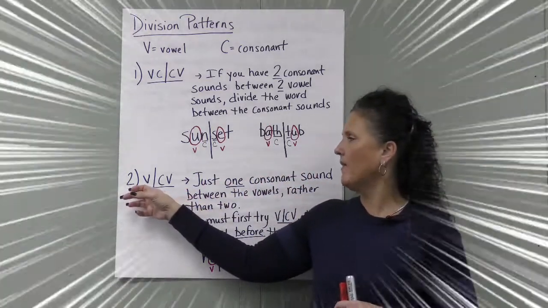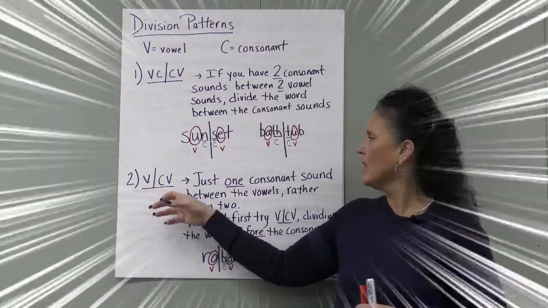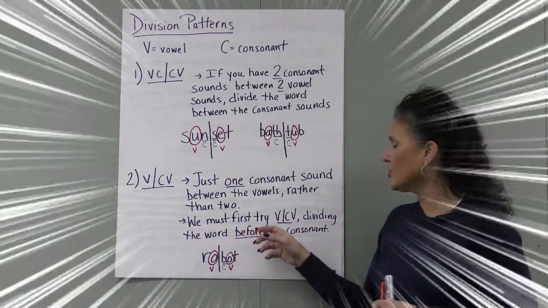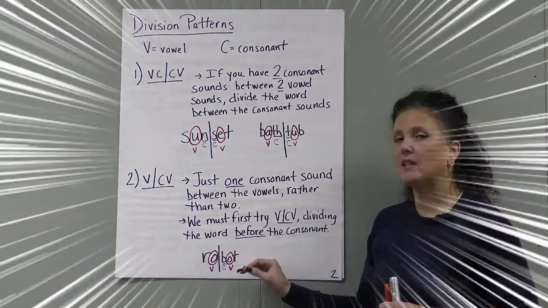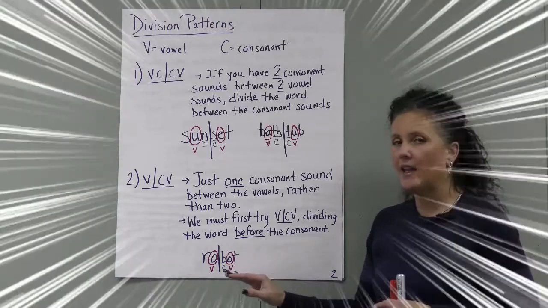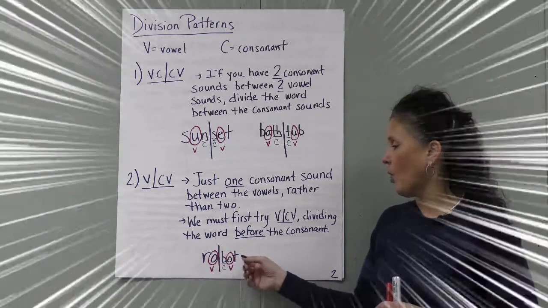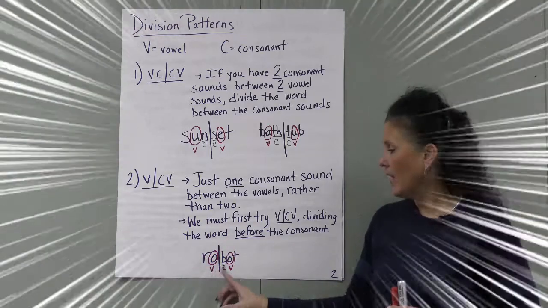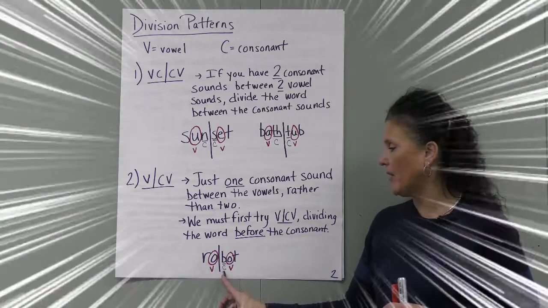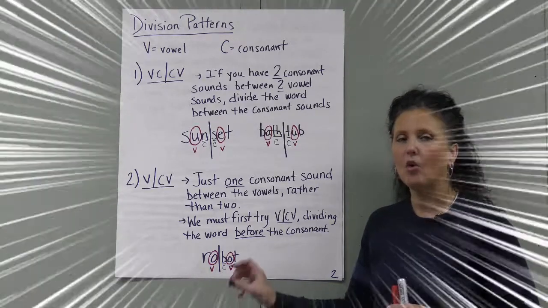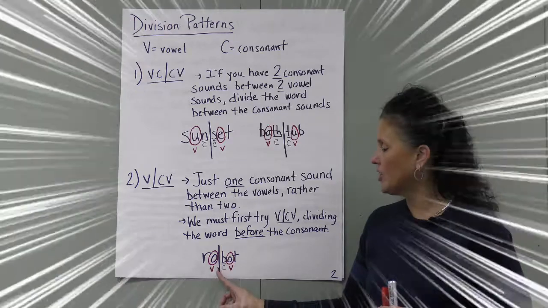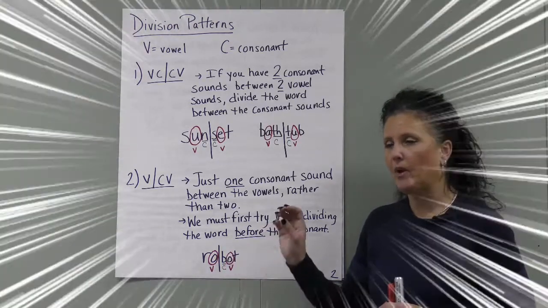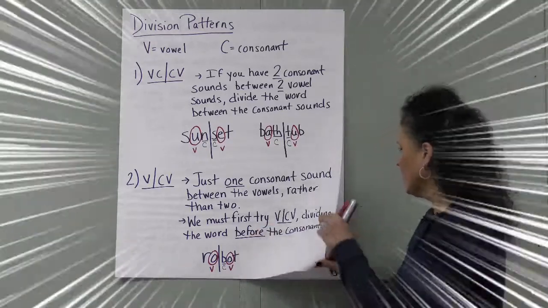The second type is a vowel and then a consonant vowel. Just 1 consonant sound between the vowels rather than 2. We must first try our vowel, consonant, vowel when we see this word before we try anything else. So let's look at this word, and it's robot, right? Robot. We have the O, which is our vowel, and we have the other O here, which is our vowel, separated by this one consonant, B, robot. So we put our separation after the vowel before this consonant-vowel combination. That's where we separate it. Robot, 2 syllables.